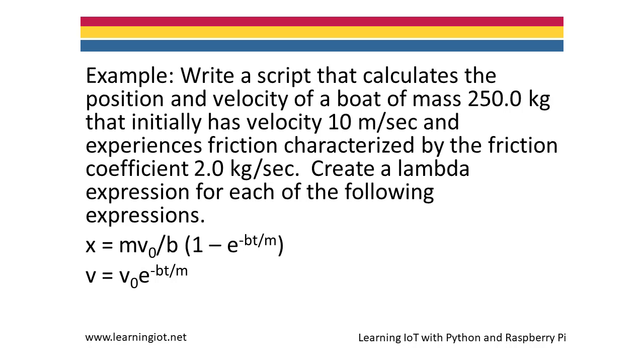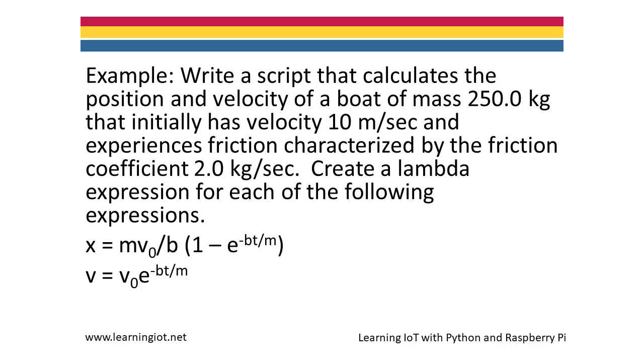For the first example, we'll write a script that calculates the position and velocity of a boat of mass 250 kilograms that initially has velocity 10 meters per second and experiences friction characterized by a friction coefficient of value 2 kilograms per second. We assume the boat's engine has been turned off at time 0.